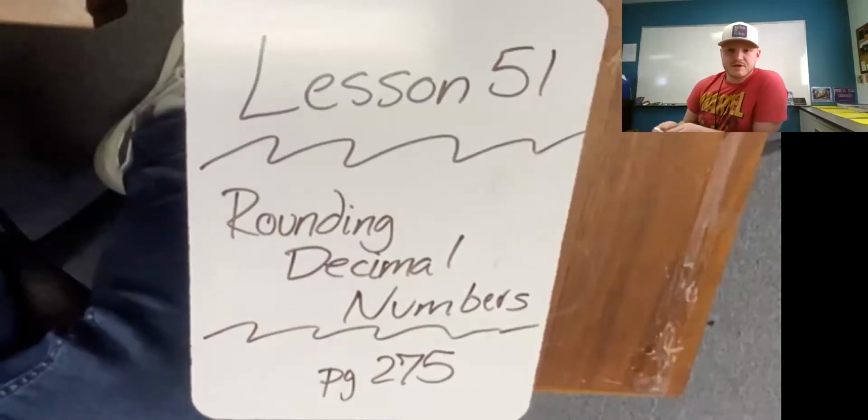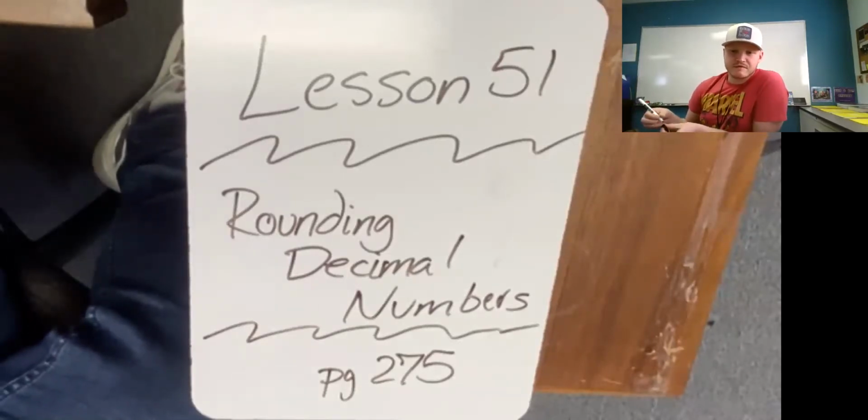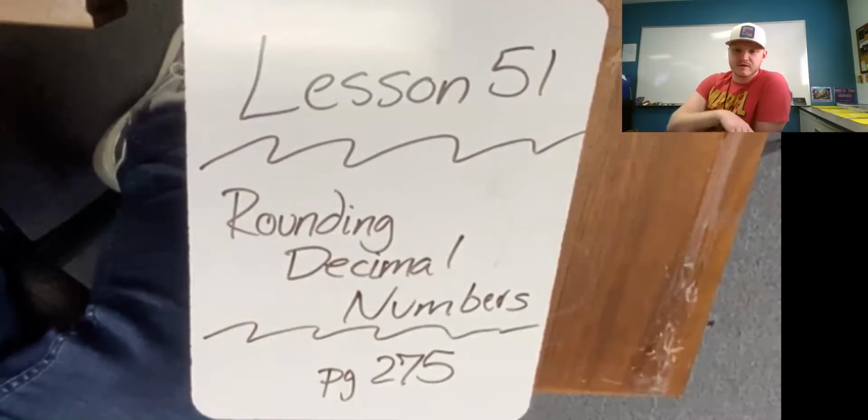Right, 7-6 math. So we are doing lesson 51, rounding decimal numbers. Go ahead and open up your textbook to page 275, page 275. All right, so rounding decimal numbers.